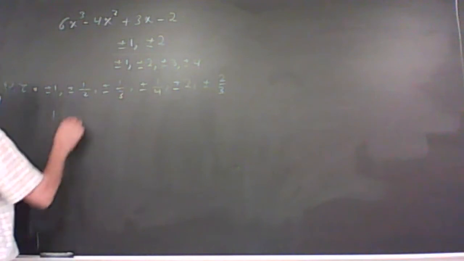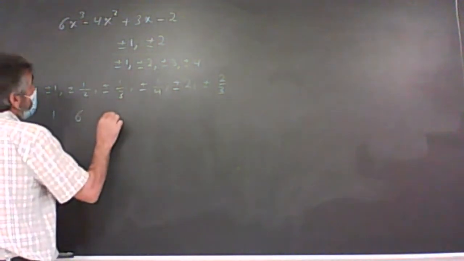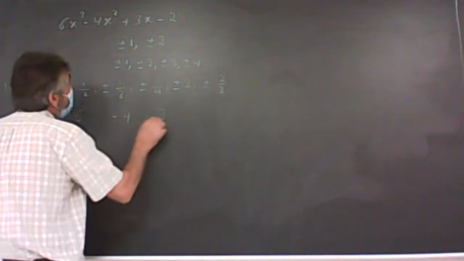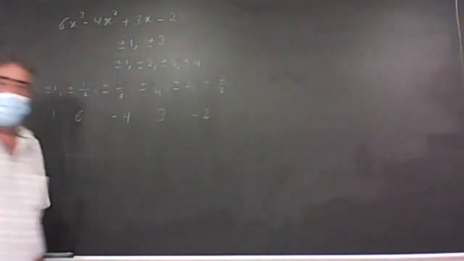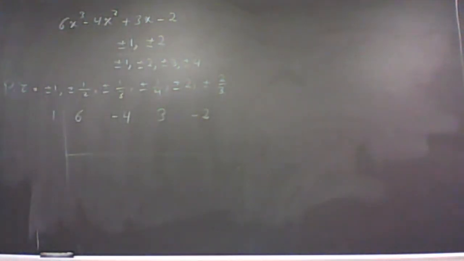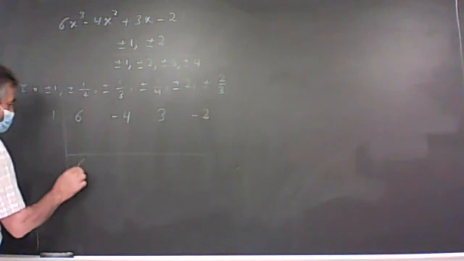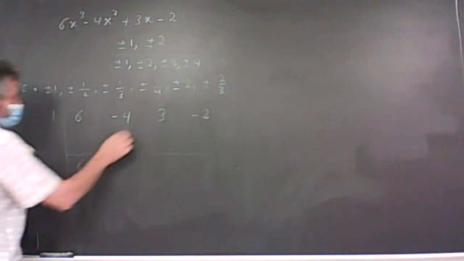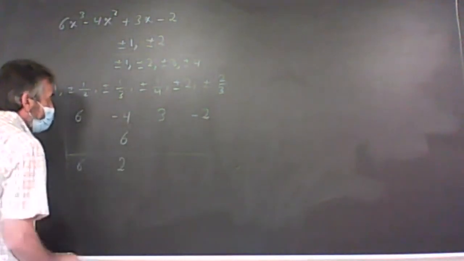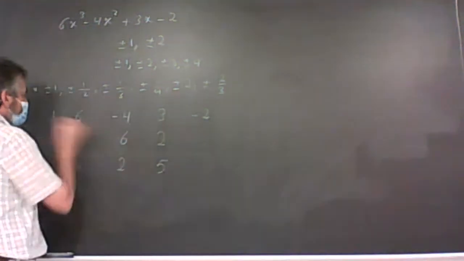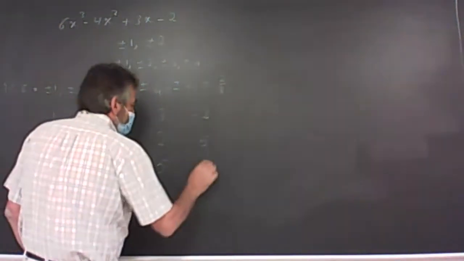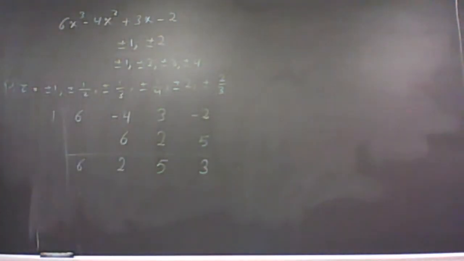So let's take a look at dividing by 1 first. So if I check 1, what do I get? So we have 6, -4, 3, -2. So I'm going to take the division down. So I'm going to take 6 down. So that's 6. 6 times 1 is 6. That's going to give me a 2. 2 times 1 is 2. And that's going to give me a 5. 5 times 1 is 5. That's going to give me a 3. Okay?